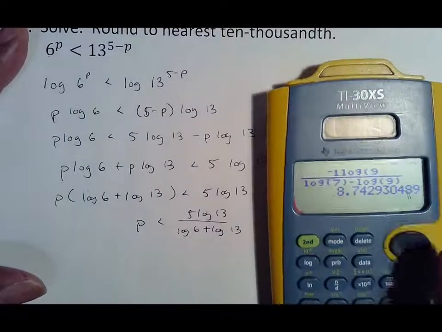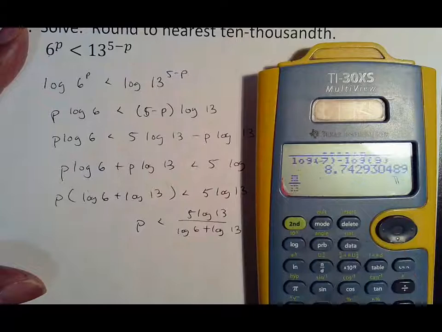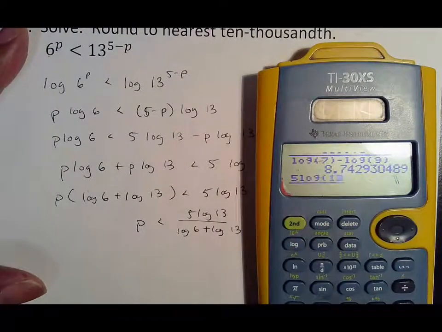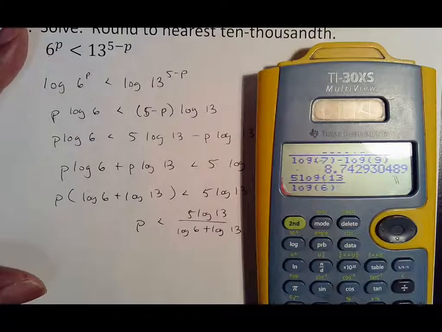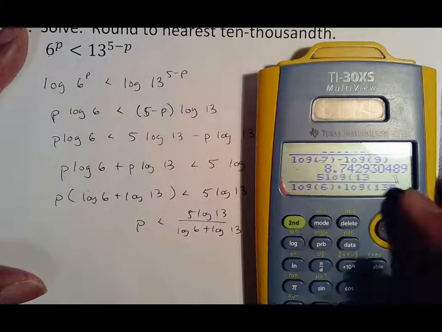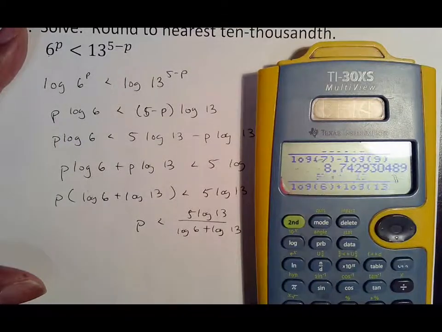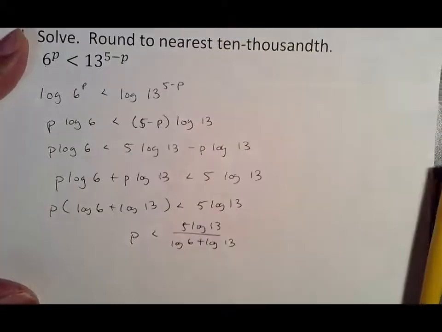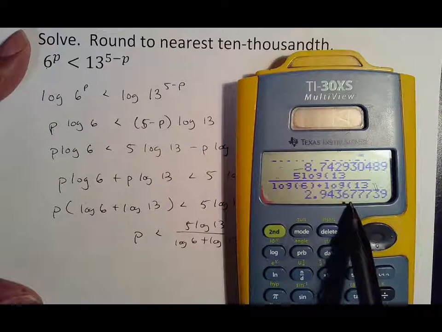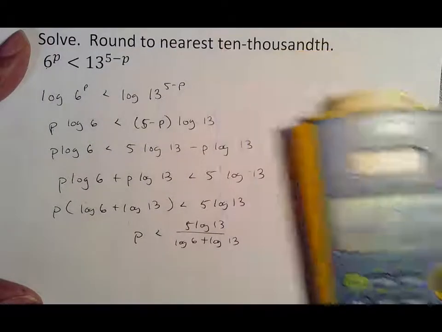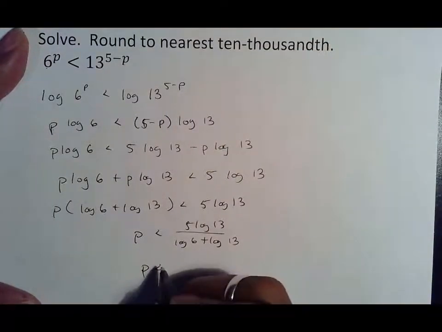Calculate this answer. Let's see, fraction 5 log 13. Again, don't need to close it on top because it's the last part of the expression. Log 6, definitely close it, plus log 13. Again, don't need to close it because it's the end of the expression. And it said 10,000th, which has 4 zeros, so it'll be 1, 2, 3, 4, which means that'll be a 7, 9, 4, 3, 7.